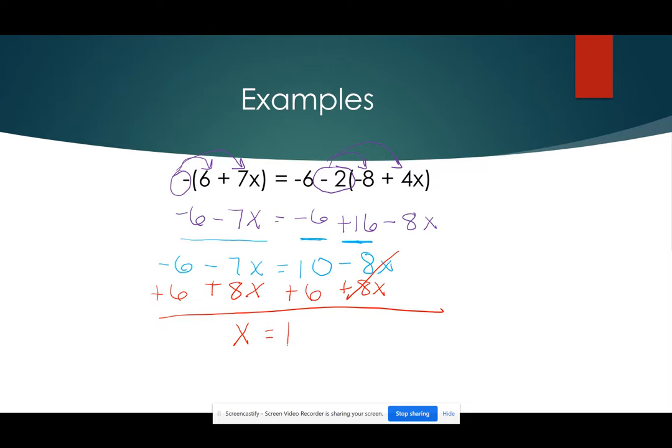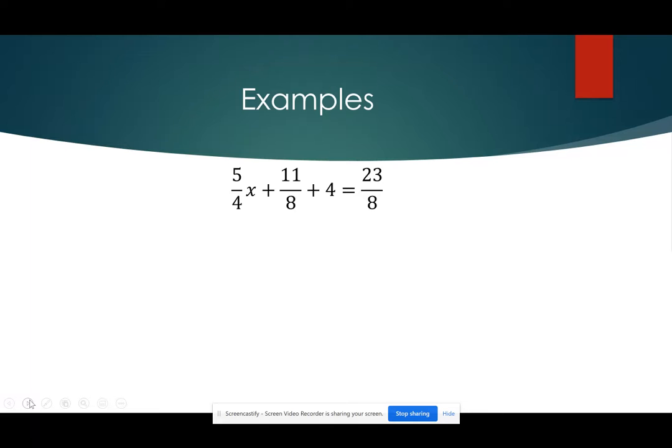So we get x equals 16. And that is our final answer for this problem. There is no end multiplication or division to do. Now we have ones with fractions.